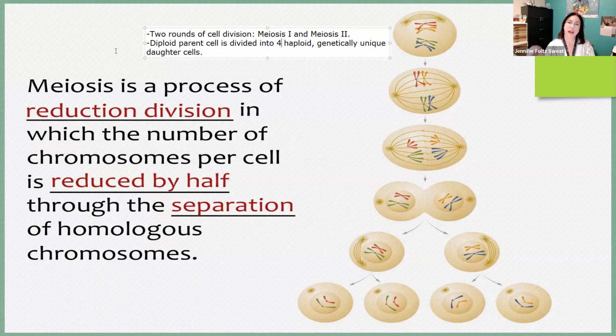And when I say genetically unique, I mean different combinations of alleles. They all have the same genes, but you have different combinations. Does everyone have this? Okay.